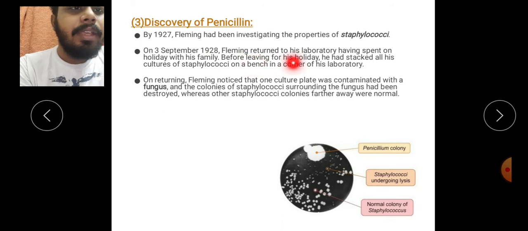Before leaving on his holiday, he had stacked all his cultures of Staphylococci on a bench in a corner of his laboratory. After returning from this holiday, Fleming noticed that one culture plate was contaminated with a fungus, and the colonies of Staphylococci surrounding the fungus had been destroyed by this fungus, whereas other Staphylococci colonies farther from this fungus were growing normally.